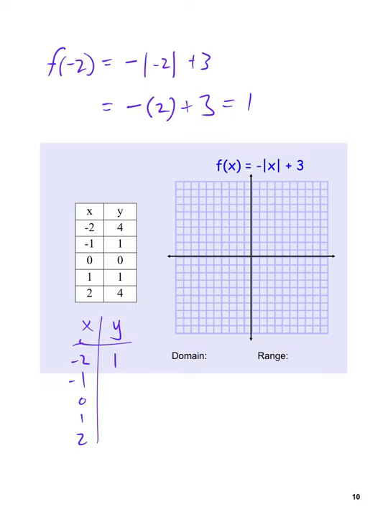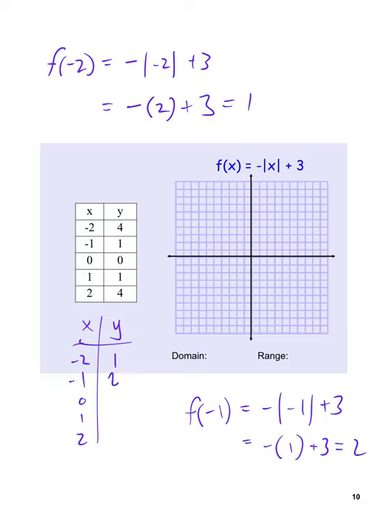As we go to -1 here, so f of -1 would be negative, and then again, the absolute value is -1 plus 3. Well, the absolute value of -1 is 1. So again, we have to take the absolute value first before we do anything with the negatives. So it ends up being negative 1 plus 3, which equals 2.